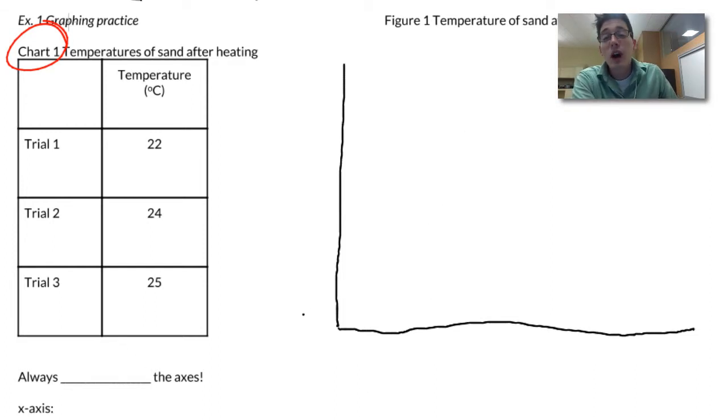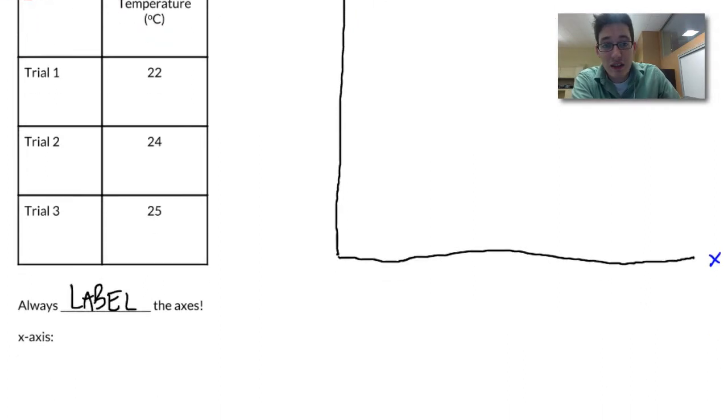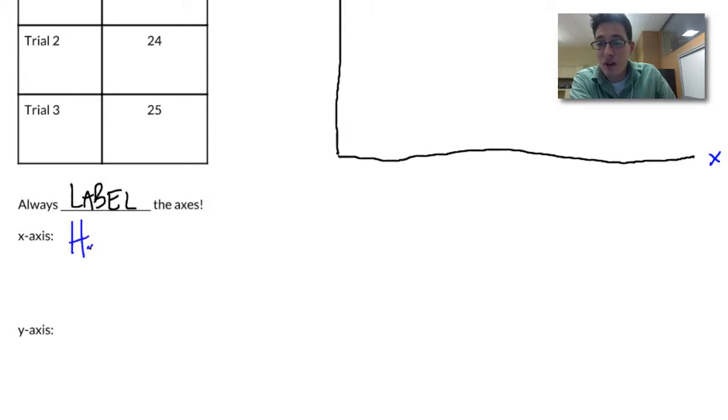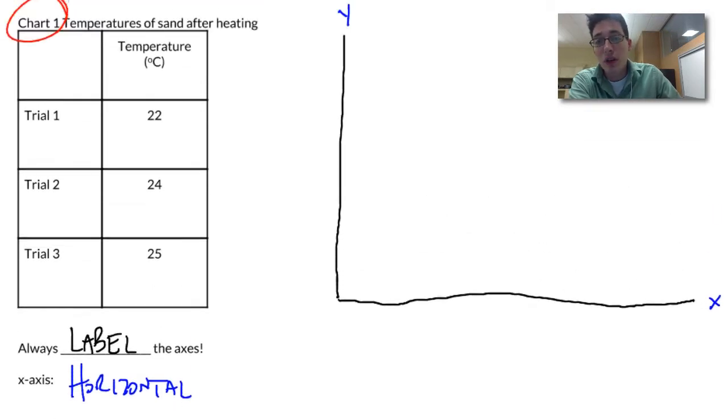The first thing we need to do on our axes is label them. Always, always, always label your axes, because I want to know what I'm looking at. Now, just for a reminder, if you would like to put a Y up here and an X over here, that is fine. Remember, the x-axis is horizontal, and if you have a hard time remembering horizontal, remember, horizontal is like looking at the horizon, so it's the side to side there, and the y-axis is vertical. I'm going to be teaching you how we decide which label goes where, but for right now, I'm just going to give you what you need to know.